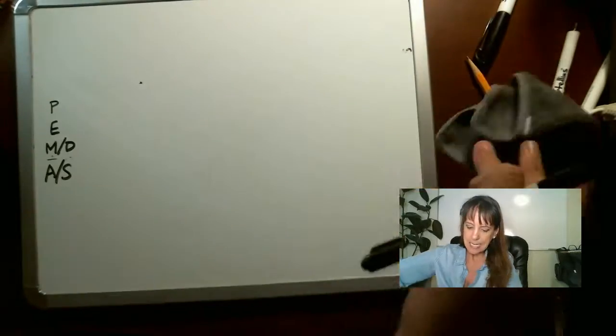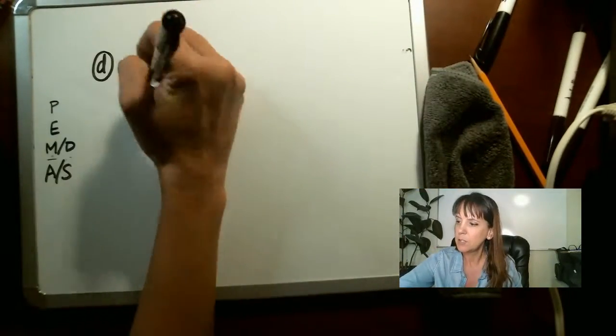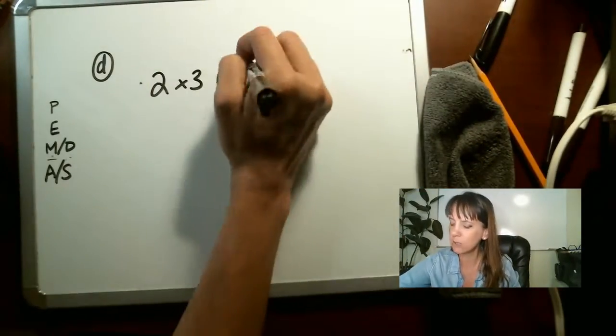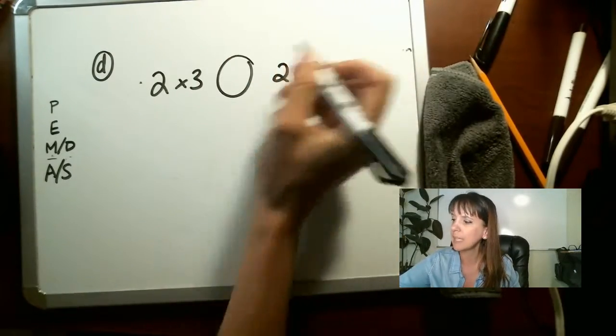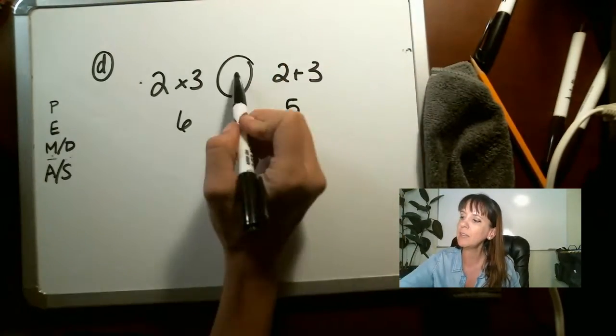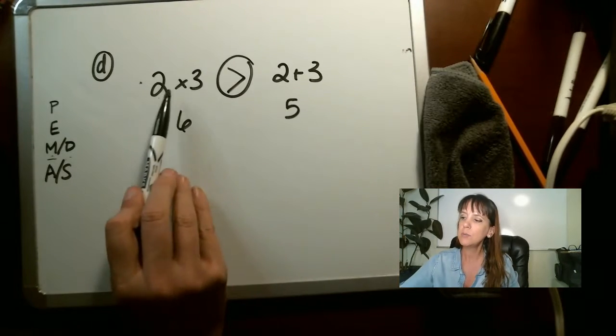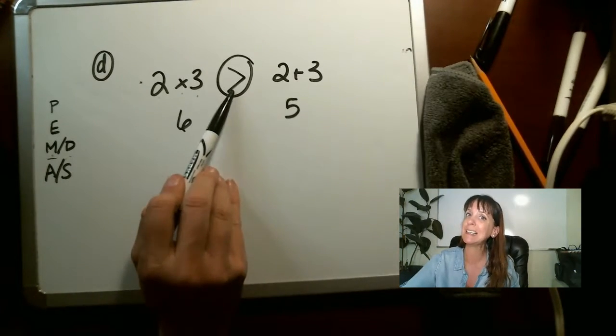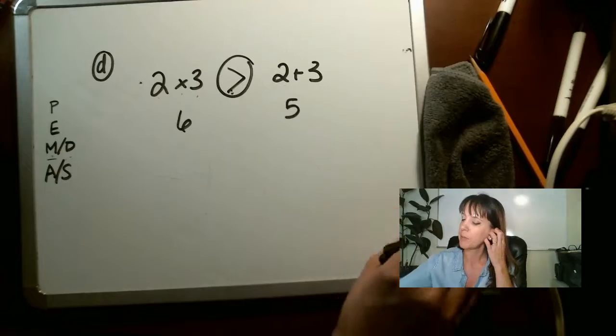So let's look at D here. We have 2 times 3, circle, 2 plus 3. 2 times 3 is 6, 2 plus 3 is 5. Open the alligator to the larger one. 2 times 3 is greater than, because it does not look like an L, 2 plus 3.